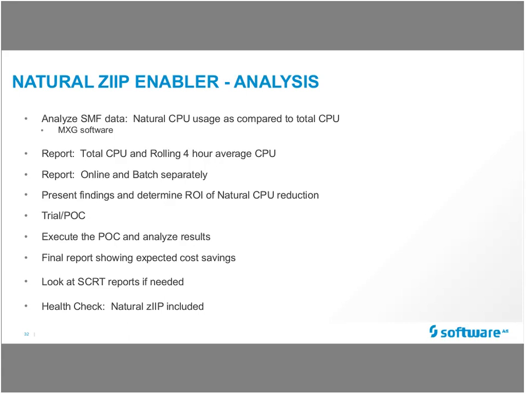What we do is present findings, and we try to work with you to assess the ROI of a natural CPU reduction. Another way to do it is to just do a trial, even if you don't have a zIIP. If you install natural zIIP, it will tell you how much it's saving after a job or after a CICS session. And even if you don't have a zIIP engine, it's going to tell you how much it could have offloaded to that zIIP processor. That gets right down to the nitty-gritty and gives you a true, accurate number of your potential savings.